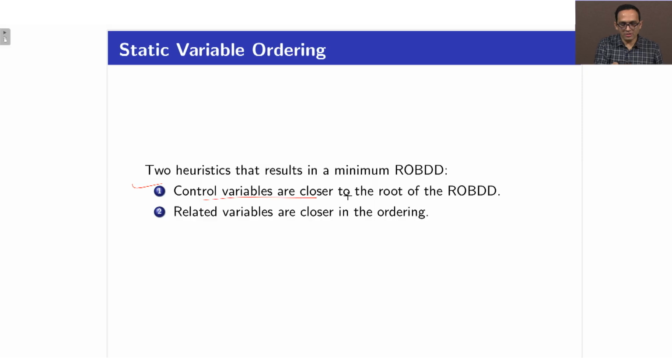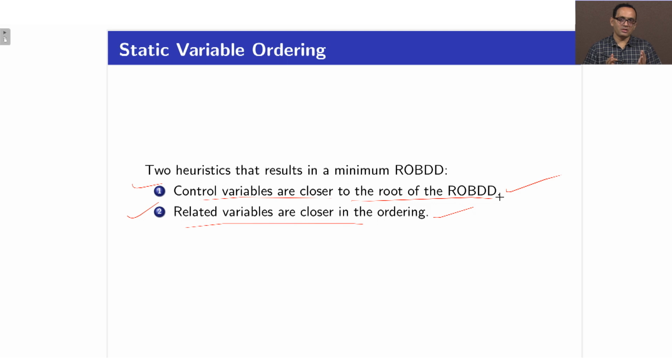The trick is basically, if you have control variables, keep them closer to the root of the BDD. So, you try to put the more important variables closer to the root, and if there are related variables, they should also be closer in the ordering. These are the two kinds of heuristics, I would say, which can help you in getting a good BDD. So, today I will take two examples, one for each.